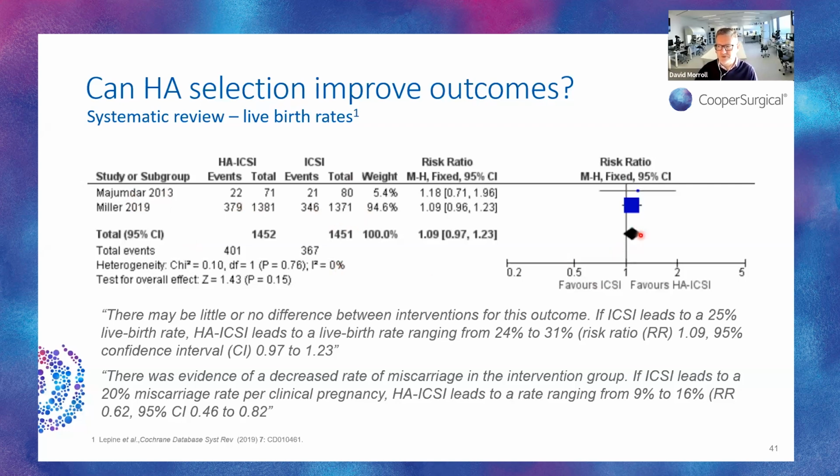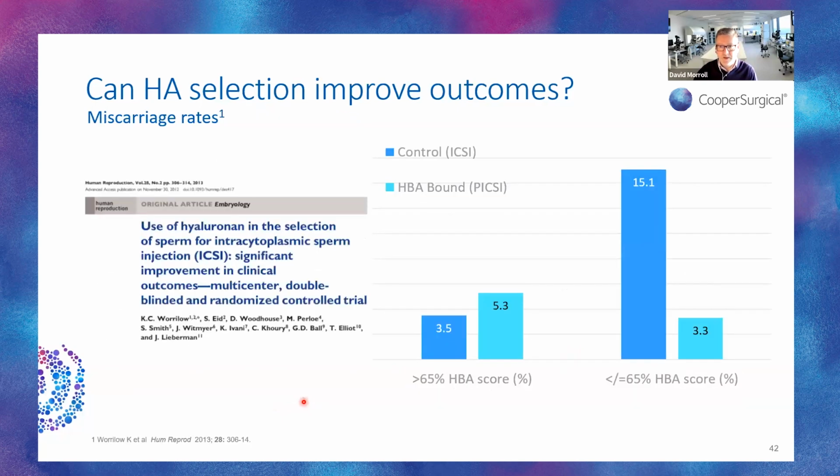Now here, what's interesting is that it's still across the parity line, so it's not a significant improvement, but they concluded that there may be little or no difference between interventions, but if ICSI leads to a 25% live birth rate, hyaluronan ICSI, so PIXI, leads to a live birth rate ranging from 24 to 31. So it's definitely skewed towards producing a better live birth rate, but doesn't quite reach significance. But they did conclude there's evidence of a decreased rate of miscarriage in the intervention group. And that's important because that's the key finding, really.